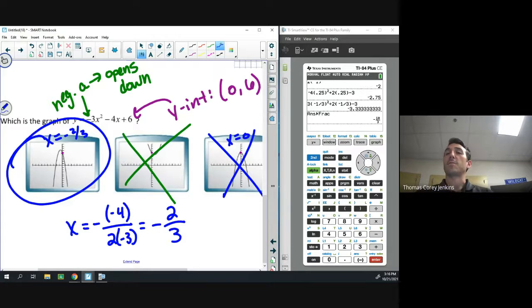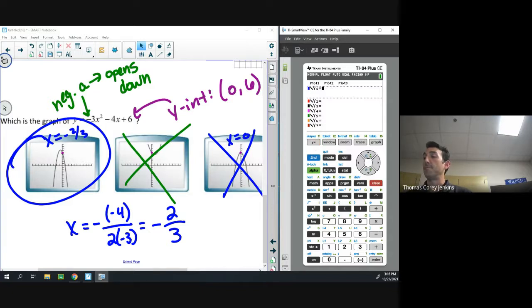So that makes that choice our winner. Okay, and again, if this were a test problem, the easiest way to do that would have just been to type it in, negative 3x squared minus 4x plus 6, look at the graph, and then it's pretty obviously that first choice. But I wanted to show that algebra one more time in the video.